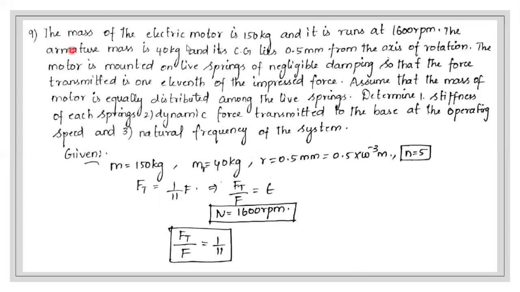The mass of the electric motor is 150 kg. So mass will be 150 kg and it runs at 1600 RPM. So N will be 1600 RPM. The armature mass is 40 kg. So small m r will be 40 kg, and its center of gravity lies at 0.5 mm from the axis of rotation.